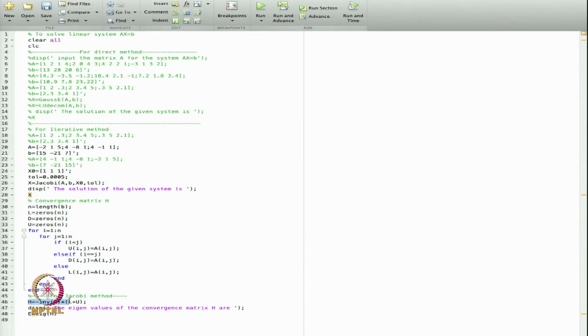For the Jacobi method I know that my convergence matrix is minus D inverse into L plus U. That is my convergence matrix, and based on this I want to find the eigenvalues of this matrix. So this is the command in MATLAB, eig. It will give the eigenvalues of the matrix, and I am displaying that the eigenvalues of the convergence matrix H are this value. So this is what I am doing.